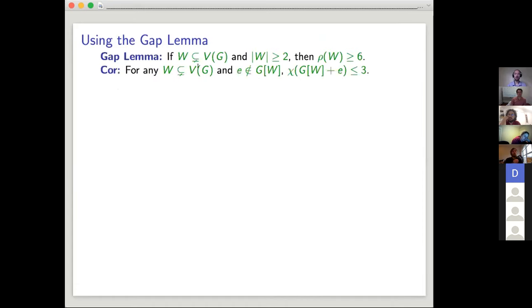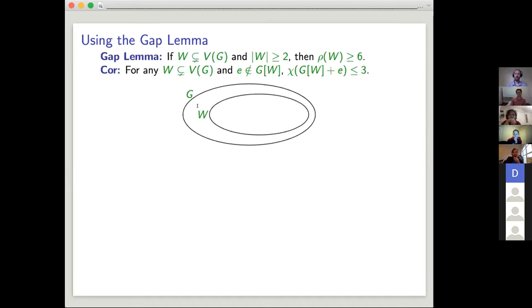So a really useful corollary that you can get from this gap lemma is that if you take any induced subgraph, so you take some subset of vertices W, you look at the subgraph induced by that, you pick some edge that's missing, you can put that edge in and then still be able to three color the graph. So this is a really useful corollary for proving reducibility. So here's the picture. You've got your graph G, you take some subset of vertices W, there's some missing edge, and then you're going to just add that edge. And now by the gap lemma, or by this corollary, which I'll prove for you in just a second, you can still three color it.